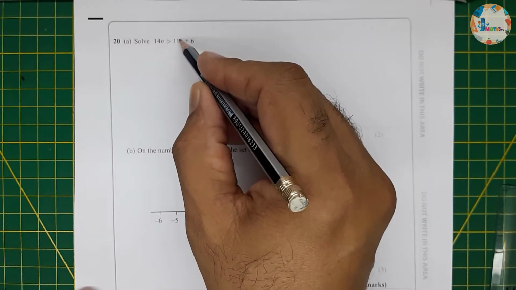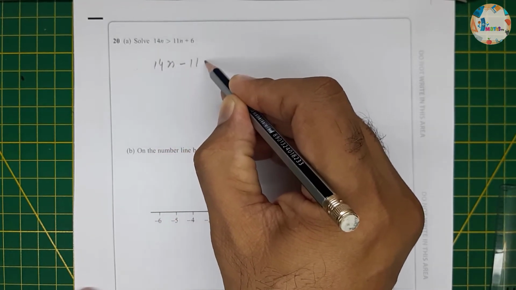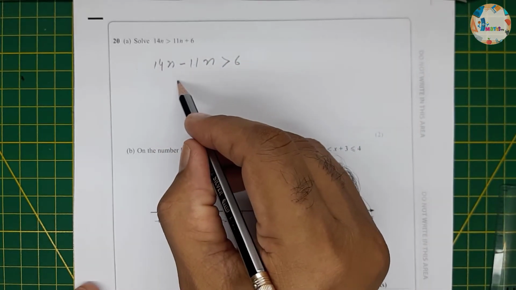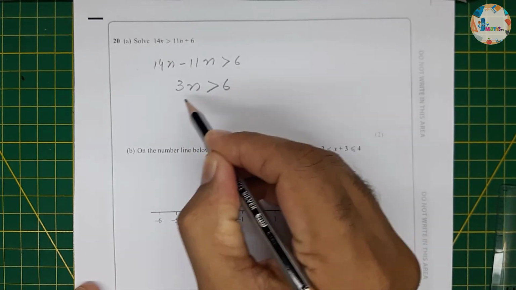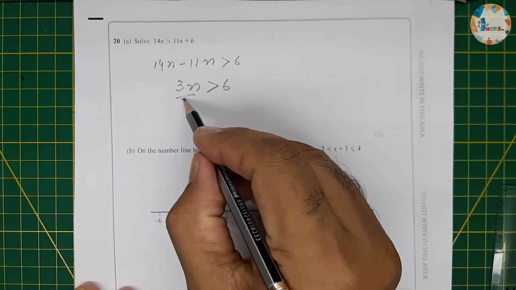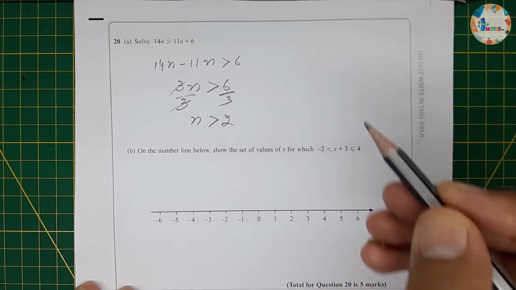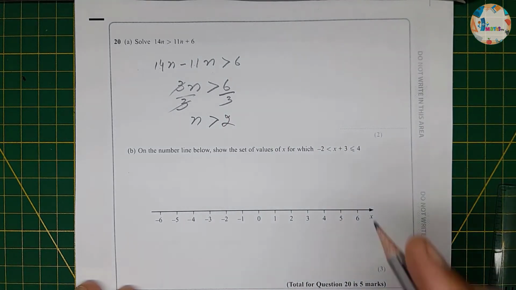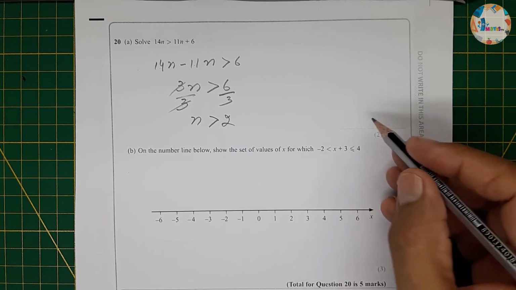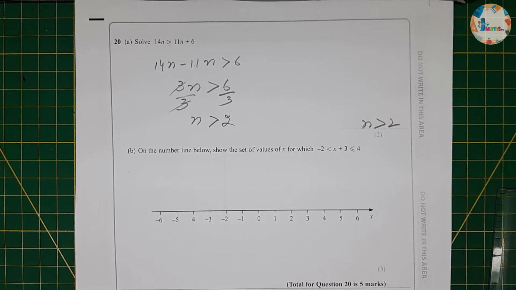14n is greater than this. So we can shift 11n also to the other side. So this will be 14n minus 11n is greater than 6, and 14 minus 11 will be 3n. 3n is greater than 6. We can divide by 3, and this will be cancelled. So n is greater than 2 will be our answer, and we can mention n is greater than 2 over here. And the next B part is on the number line below.